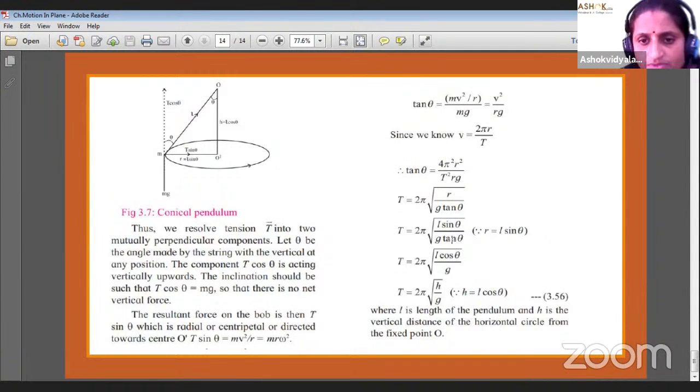Then after substituting that value, this equation becomes L cos θ upon g. But L cos θ is nothing but h. Therefore, T is equal to 2π under root h upon g.